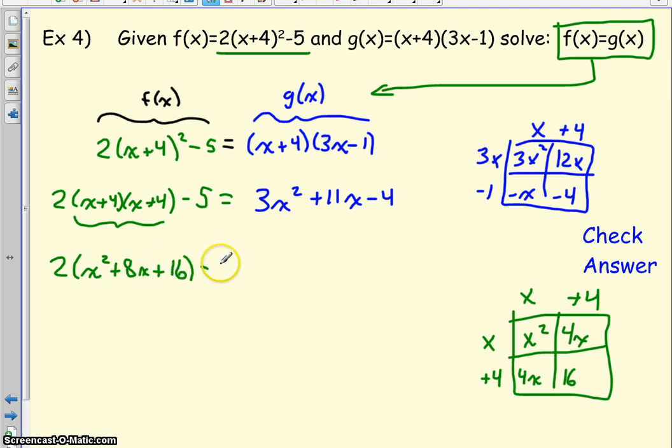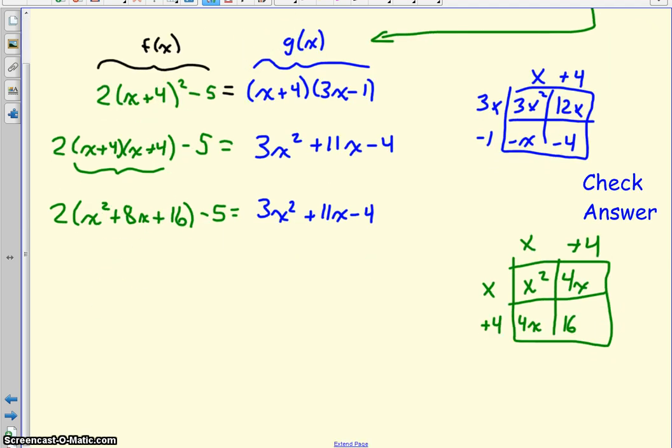Okay, so I get x squared plus 8x plus 16. That minus 5 is still sticking around. And again, just try and get to a point where I can start collecting like terms and I move things over from one side to the other to simplify. I'm not at that point yet. I still have to finish expanding over here. So distributing that 2 through the bracket on the left side, I get 2x squared plus 16x plus 32 minus 5 equals, and then I still have the 3x squared plus 11x minus 4.